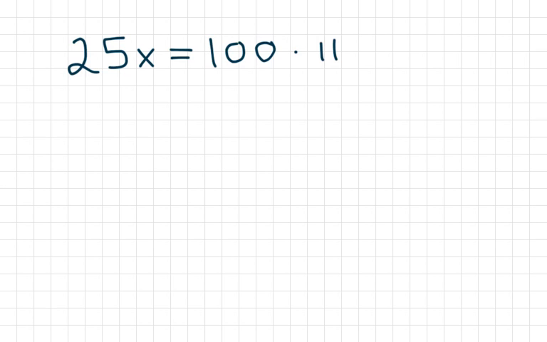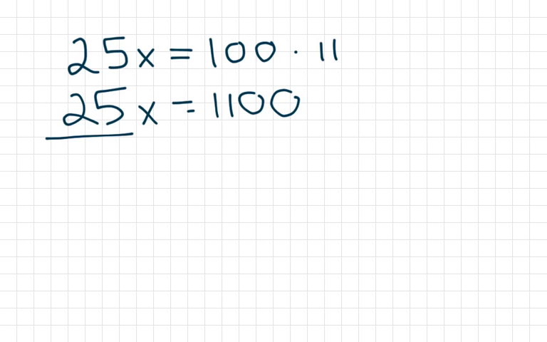So let me show you how the principle of reducing works when you are solving algebraic expressions. For example, we've got this problem: 25x equals 100 times 11. And you may be tempted to go ahead and multiply 100 times 11, which would give you 1100. And then, of course, you keep 25x on the other side.